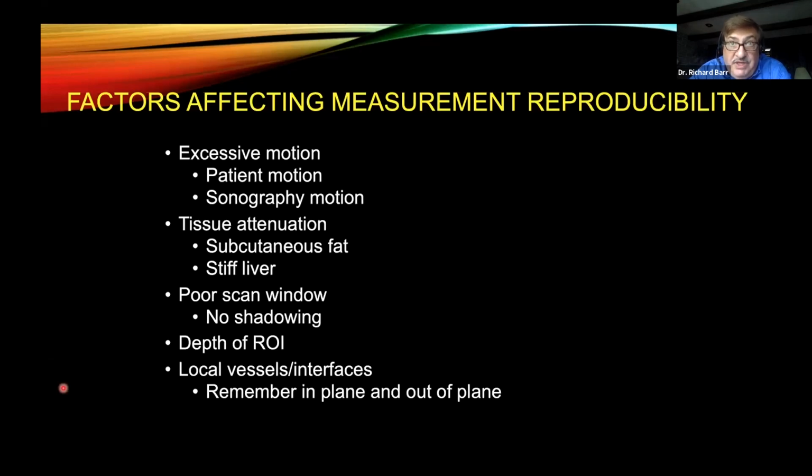We try to avoid the vessels we know that we can see on the image. And this is why we have you do twice as many measurements in point shear wave, because you don't know if you're taking the measurements in an area of artifact or not. In 2D shear wave, we're taking less because we know where the artifacts are, or most of the artifacts are, and can avoid them.